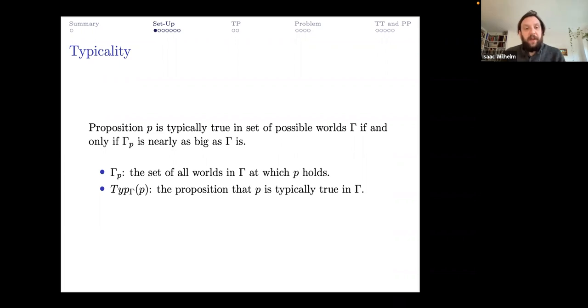Quick notational note, in what follows, I'm going to use this symbol, tip sub gamma of P. That's just shorthand for the proposition that P is typically true in this set of possible worlds gamma.